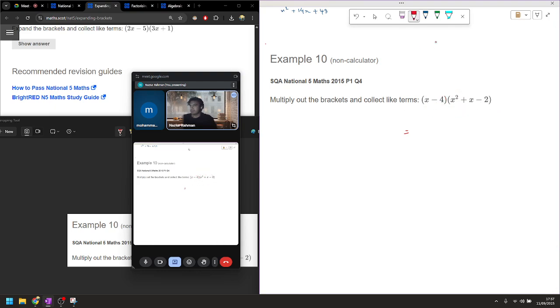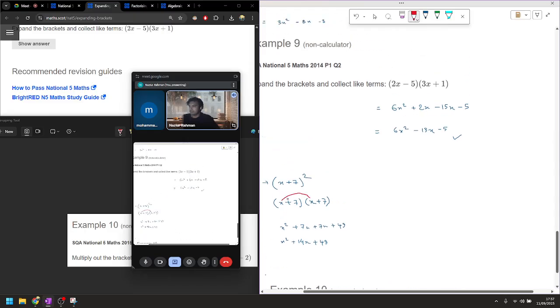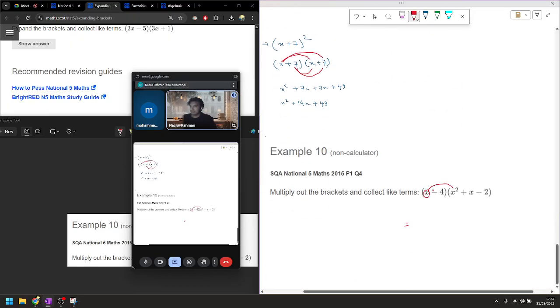For FOIL, we did the first term with the 2 here, and then we did the second term with the 2 here. So now we're doing the first term with the first, second, and third term here, and then the second term with the first, second, and third term of the bracket. So making sure everything is multiplied by everything. Okay. So we do x times x squared, which is x cubed, right? Because that means it's x times x times x. X squared is x times x, times x again, we get x cubed.